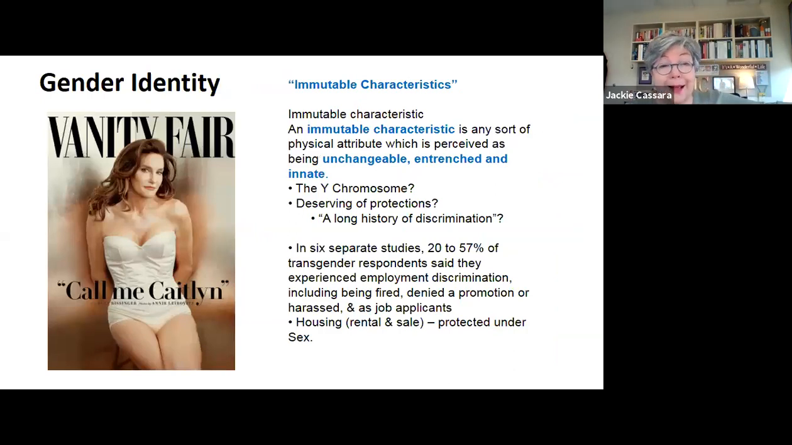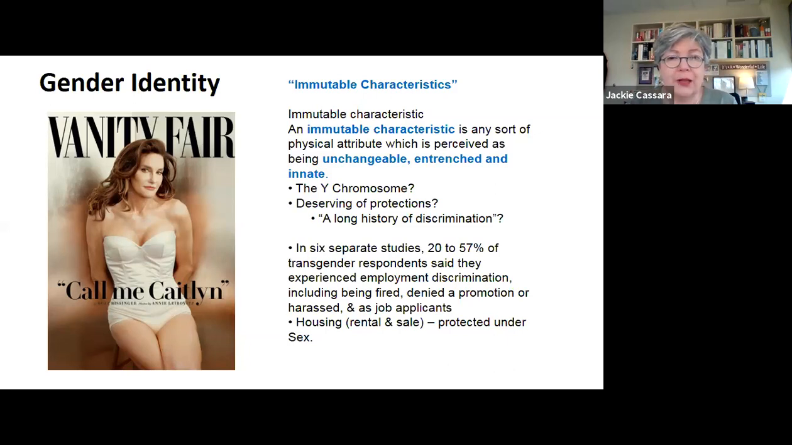So I want to flip back to the other topic of gender identity. Many of us remember this Caitlyn Jenner cover of Vanity Fair. And just to take you back for a second to this concept of the immutable characteristics. By definition, when they were looked at the time that the Civil Rights Law of 64 was being put in place and the Fair Housing Law, immutable characteristics were identified as being any sort of physical attribute that is perceived as being unchangeable, entrenched, and innate. So where do we go with that when it comes to persons who fall into the gender identity spectrum as transgender, as transvestite?